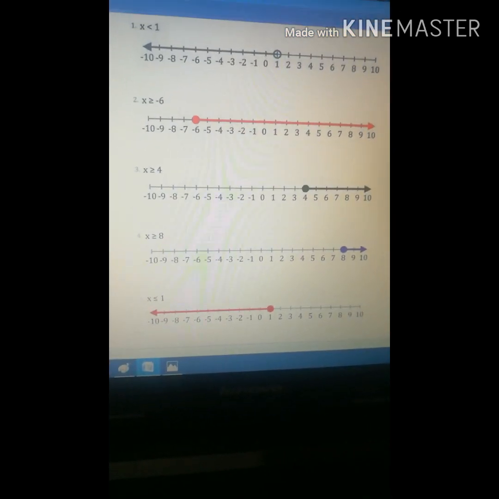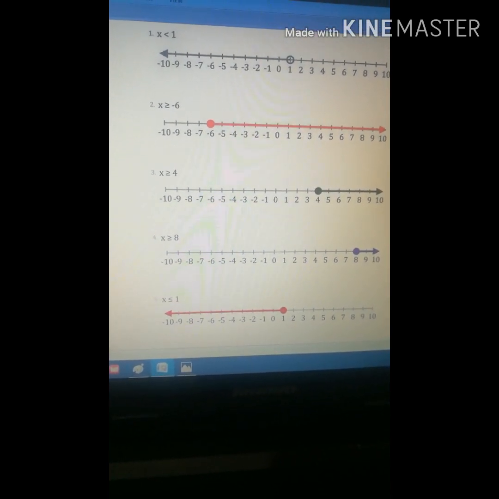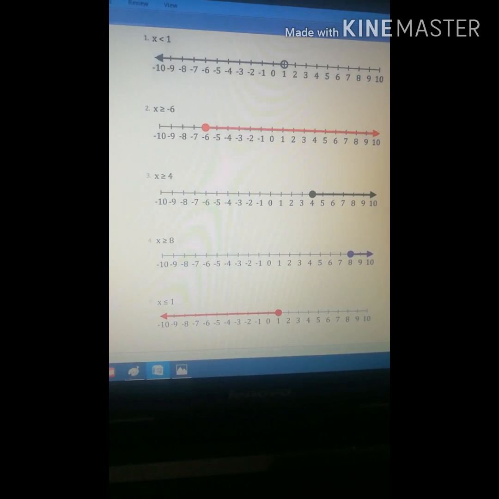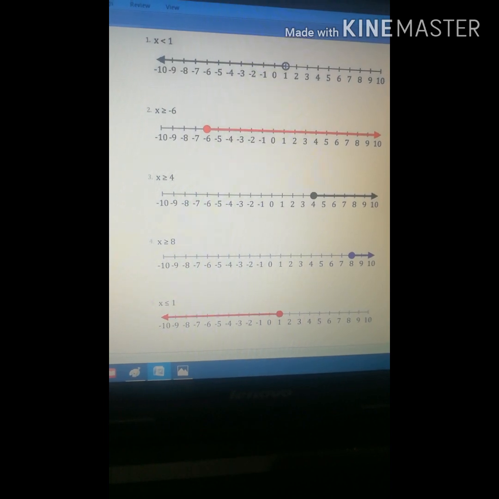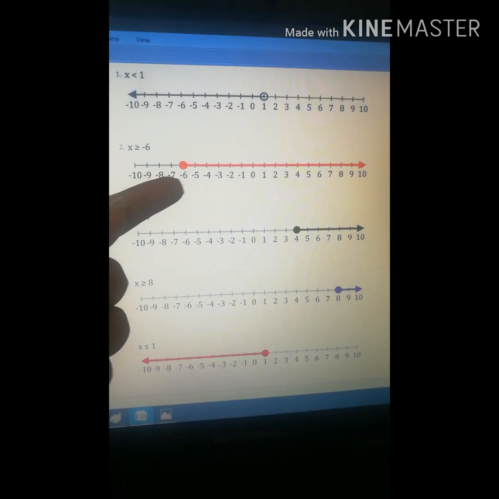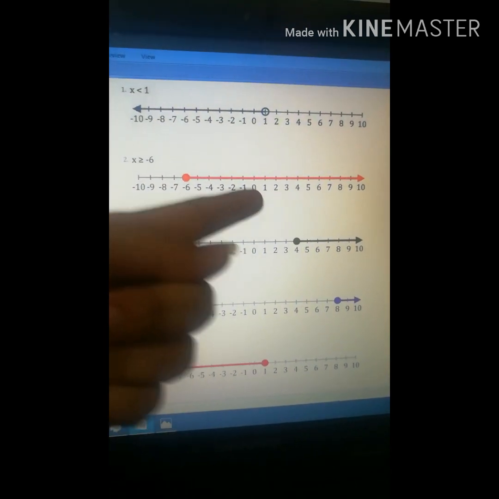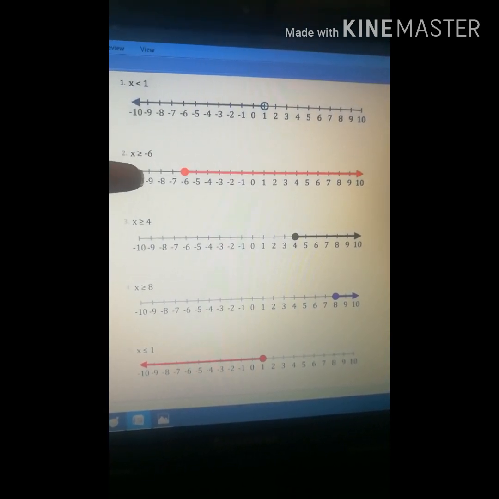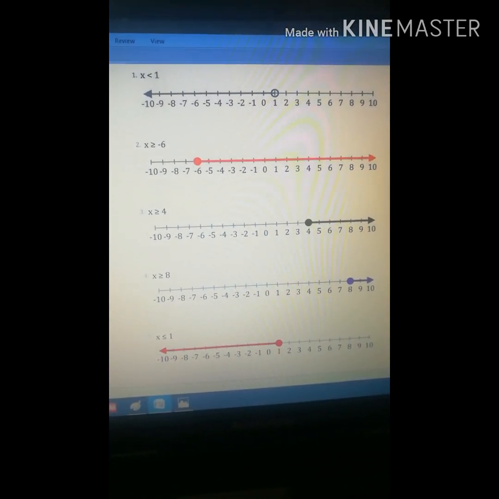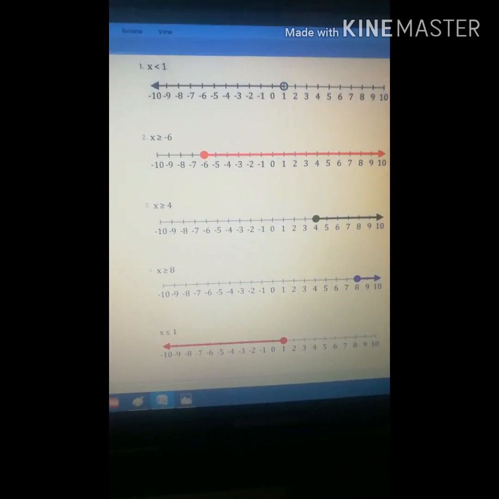As you can see here, question number 2: x more than or equal to minus 6. I said before, for less than you go to the left side. For more than or equal to, go to the right side. So minus 6, minus 5, minus 4. If you want to check, you pick maybe 1. Is 1 more than or equal to minus 6? 1 is a positive number, and a positive number is always more than a negative number. So 1 is more than or equal to minus 6, so this is correct.